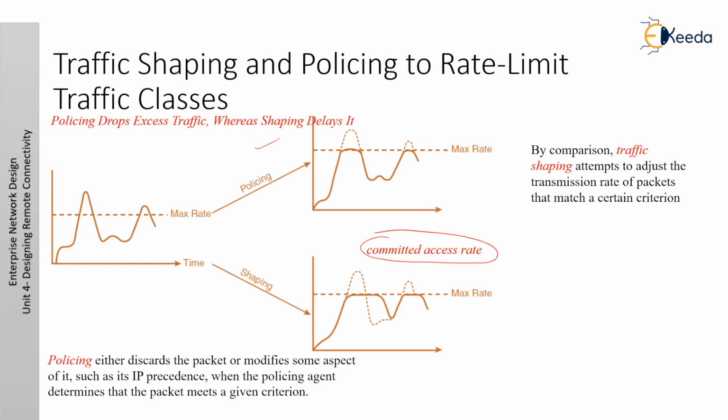Policing either discards the packet or modifies some aspect of it, such as its IP precedence, when the policing agent determines that the packet meets a given criteria. For example, an enterprise policy management scheme could deem the traffic generated by a particular resource, such as the first 100 kbps, as first class traffic, so it receives a top priority marking. Traffic above the first 100 kbps generated by that same resource could drop to a lower priority class or be discarded altogether.